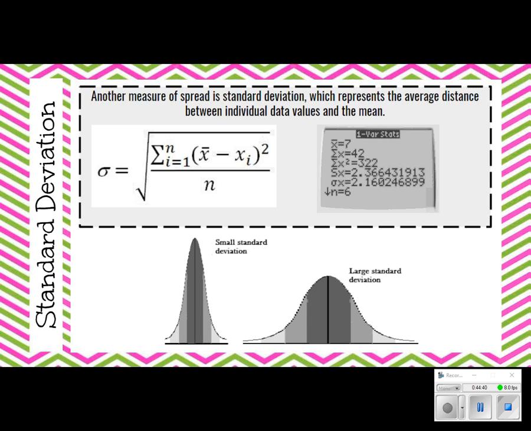Okay, so standard deviation. Another measure of spread is standard deviation, which best represents the average distance between each individual data point and the mean. Basically, they look at all the data and say, this number is this far away from the mean, and this number is this far away from the mean. They collect all of these distances and then they average them.